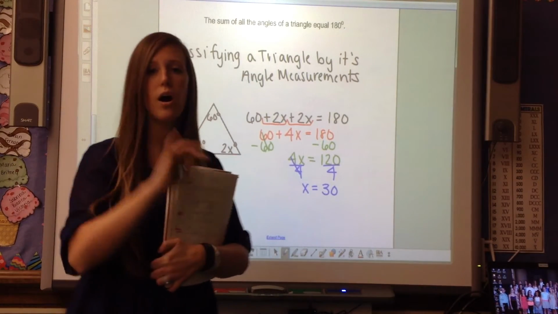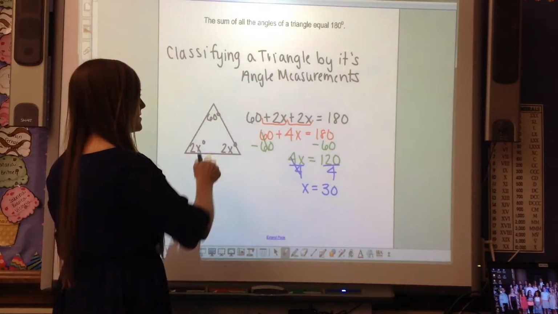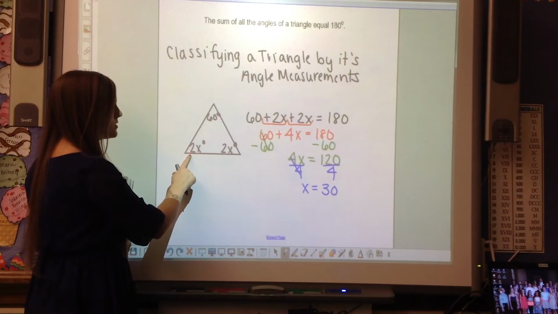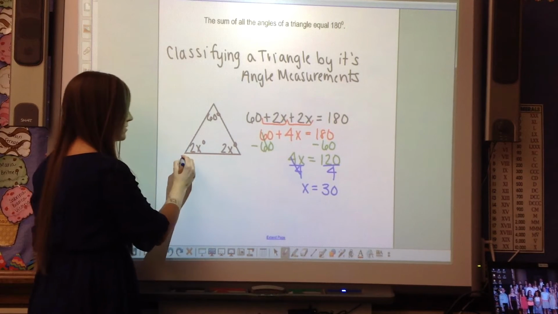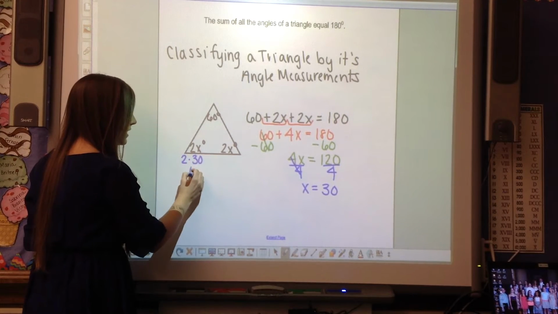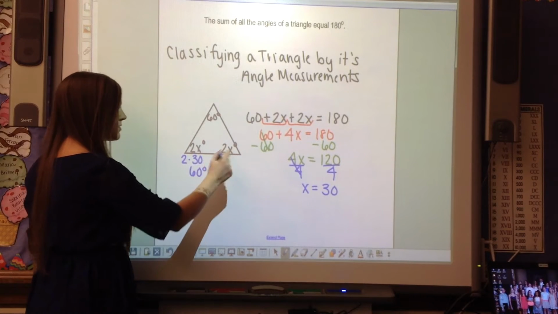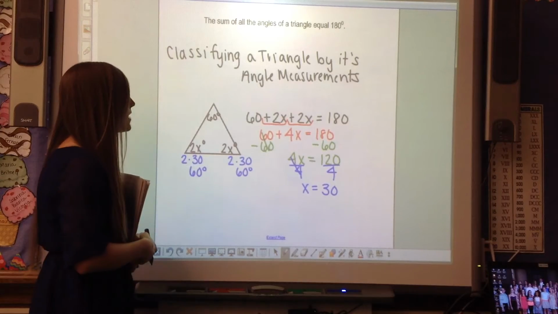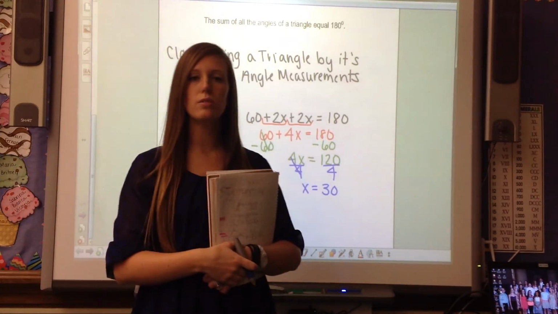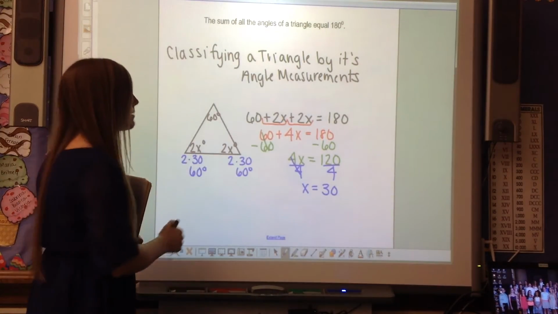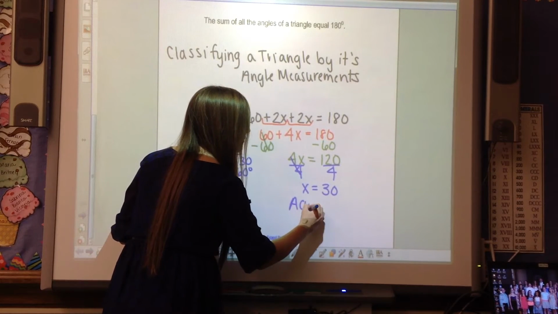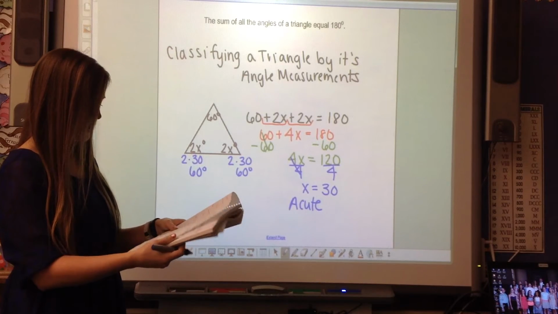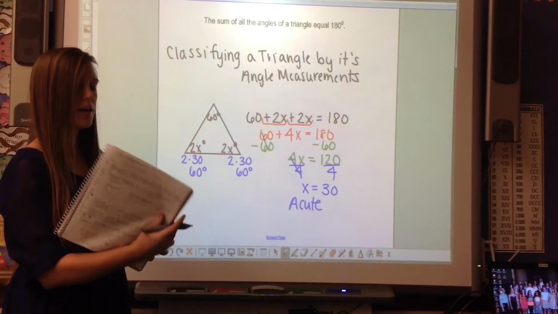Now remember, we need to know all three angles of this triangle before I can classify. This angle is 60. I don't have to do any math. This is 2 times whatever our x is. So 2 times 30 is actually 60. This right here is also 2 times 30, which is 60 degrees. So I have all acute angles. Acute angles are less than 90 degrees. So that must mean that this is an acute triangle. Okay? Well, let's try finding unknown side lengths.